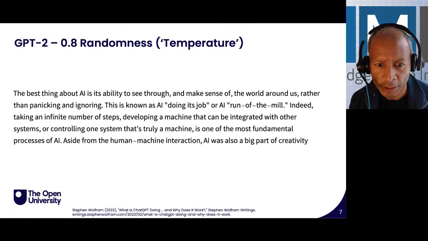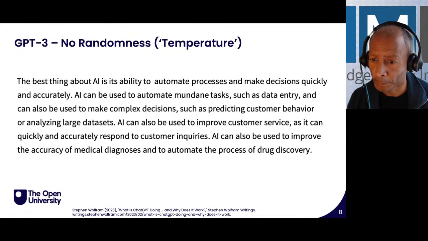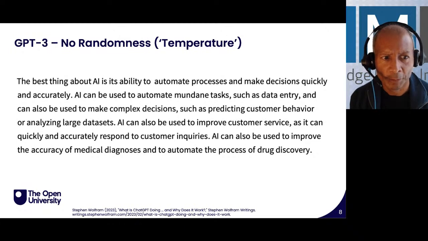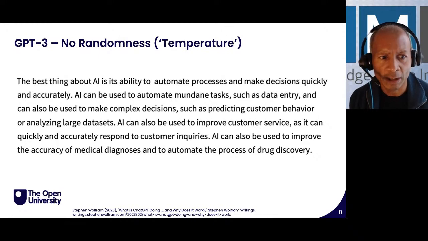Now, if I move to GPT-3, which is a bigger model, I'll explain what bigger means here. And then there's another piece of text which I think is better, but it's still a bit flat. The best thing about AI is its ability to automate processes and make decisions quickly and accurately.